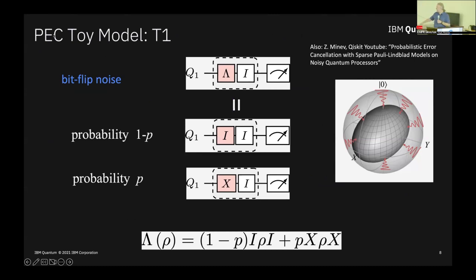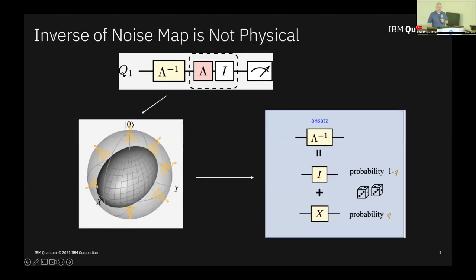And by the way, if you want more detail on this, there is a wonderful and much longer YouTube video quoted up there. Now, with probabilistic error correction, what we want to do is do something to our qubit that's going to undo that T1 error. Now, that's impossible. The reason is that this bit flip channel takes the state space available to the qubit and shrinks it. To undo it, we need to make it bigger again.